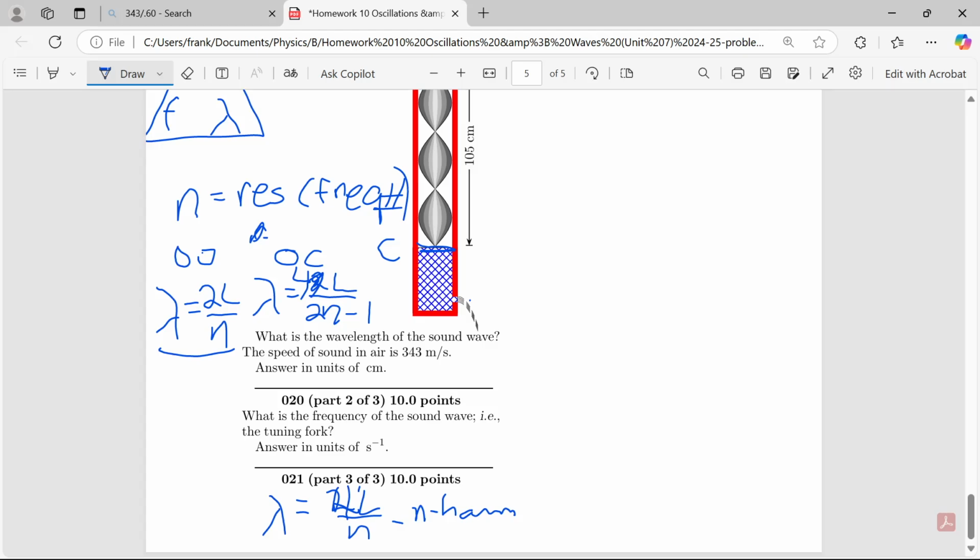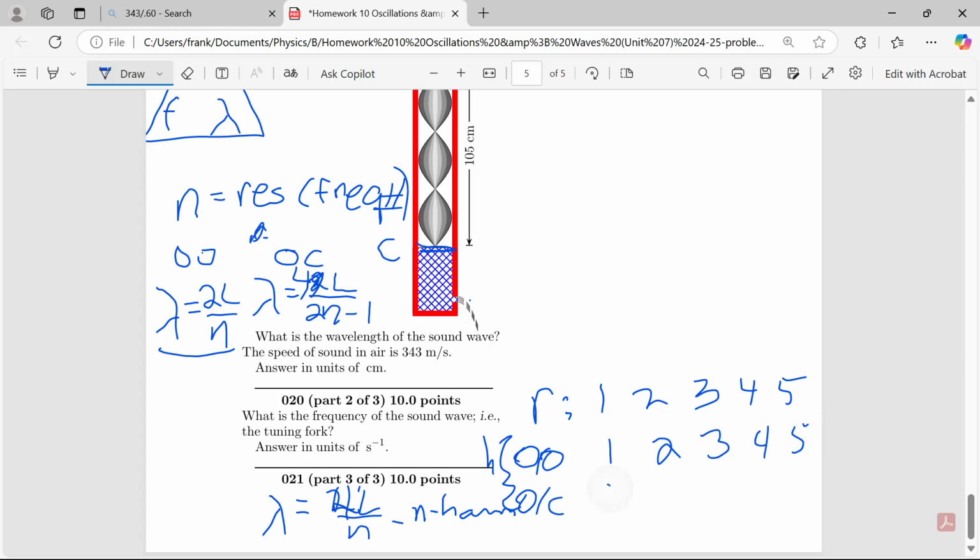Here's how it goes. Here are the resonances: 1, 2, 3, 4, 5, and on and on. Here's open, closed, the harmonics. For open, the harmonics are the same as the resonances. But for open, closed, it's only the odd numbers. So that's how there's differences. For example, for the fourth resonance, which is this question, the harmonic is 2 times 4 is 8, minus 1 is 7. The harmonic is 7.